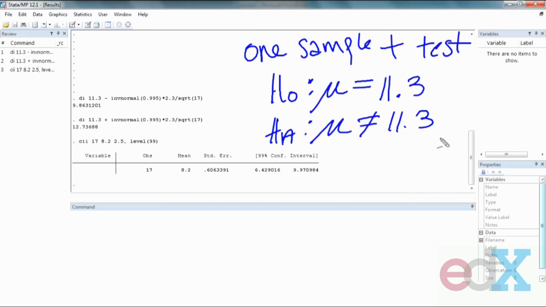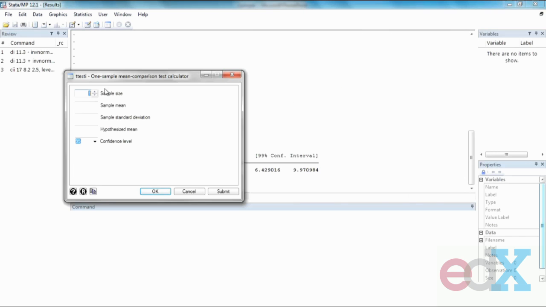Okay, so now we can go ahead and do that test within Stata. Our sample size is 17, sample mean is 8.2, sample standard deviation, remember, was 2.5, and the hypothesized mean is 11.3, and our confidence level is 99% in this example. And we hit submit.